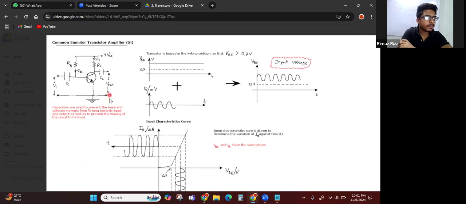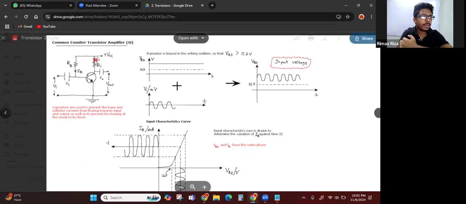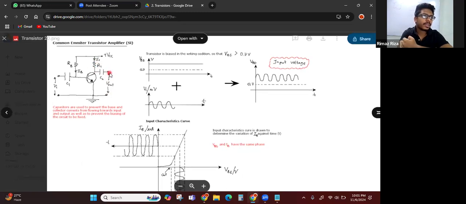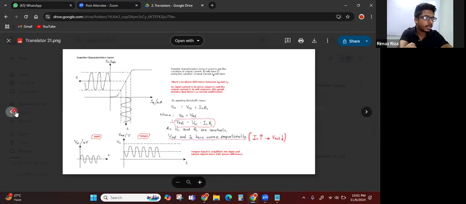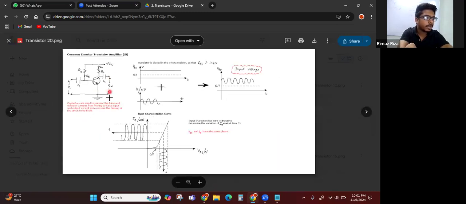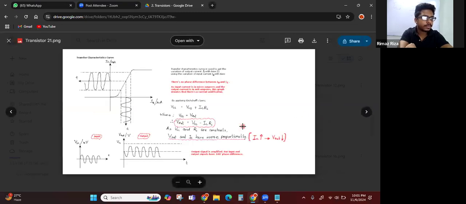Okay. Now, when we study the common emitter configuration, we consider the output as the load resistor. So in that case, there is no phase change. But now here we are taking this as the output. So thus there is a phase change.